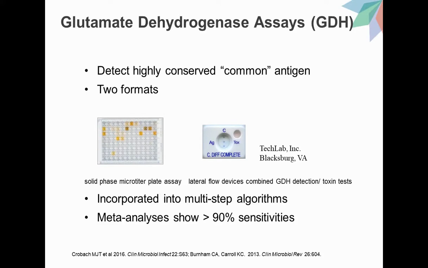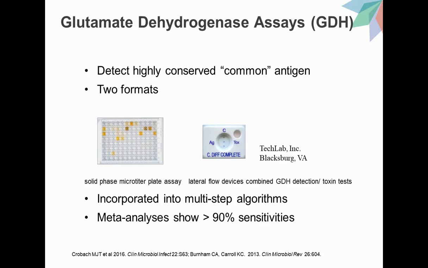So many laboratories were looking for alternatives to EIAs. Glutamate dehydrogenase assays began to appear. Again, this detects highly conserved common antigen present in both toxin-positive and toxin-negative strains. There were two formats that became available. The first format was a solid-phase microtiter plate assay, which we implemented in our laboratory, and then later on, lateral flow devices that combine GDH detection with toxin A and B detection became available, and this actually simplified testing.